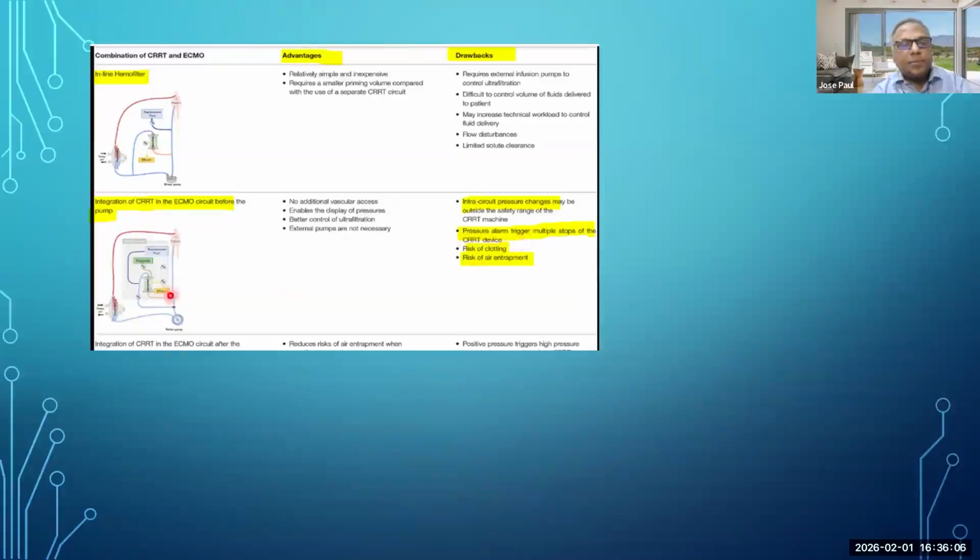There will be a risk of air embolism, air entrapment within the CRRT as well as within the ECMO pump, and it can lead to stoppage of the ECMO. The ECMO also can be disrupted by the use of this technique.